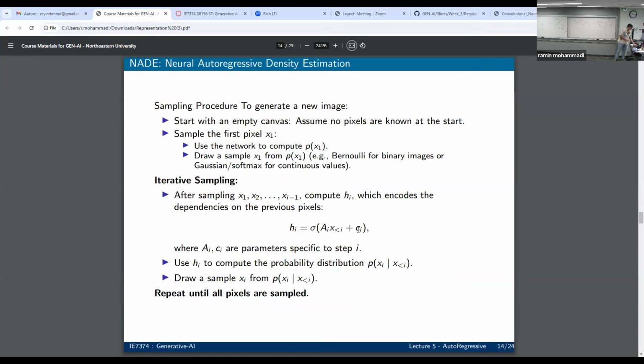Now, if you have a model like NADE, you basically start with a random pixel. You pass that pixel through the model, get the hidden representation, and predict the next pixel. You pick that, pass it back to the model, and so on, like a generative process. Generate one pixel, pass it to the model, continue the loop, and so on.